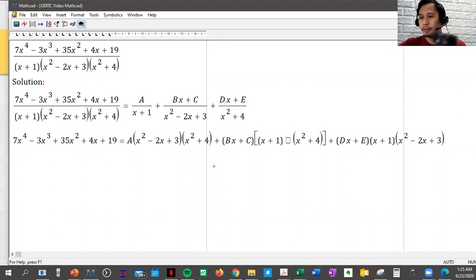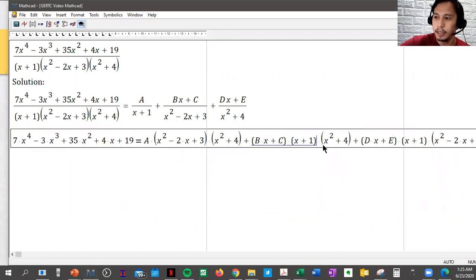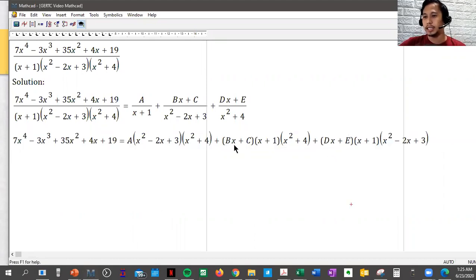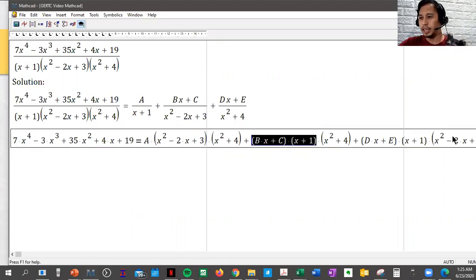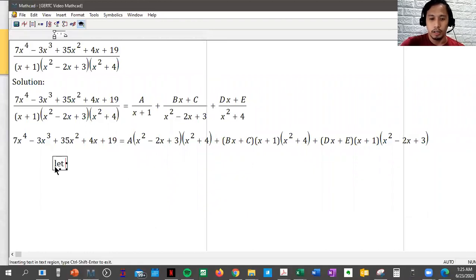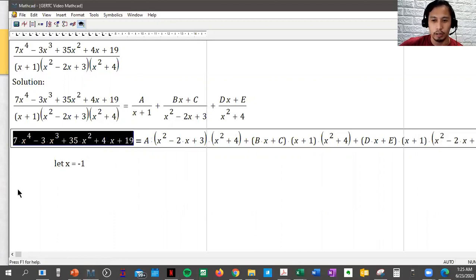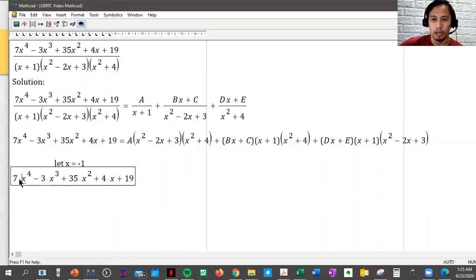Well, actually, we can cancel these terms, the term that contains bx plus c and also the term that contains dx plus e. And that is by making x equal to -1, right? So let x be equal to -1. Okay. So when doing so, let's substitute. I'll just copy this. Making x equal to -1.